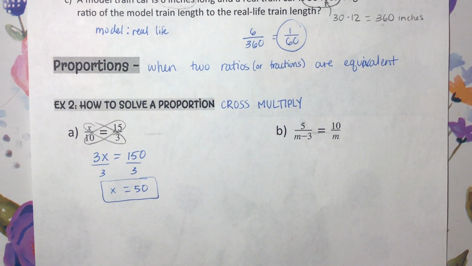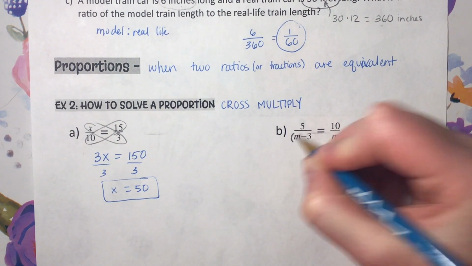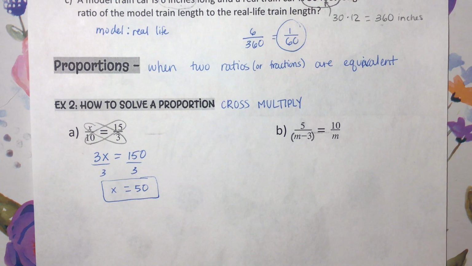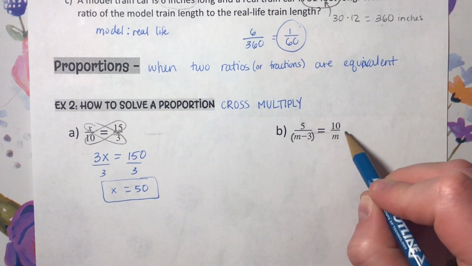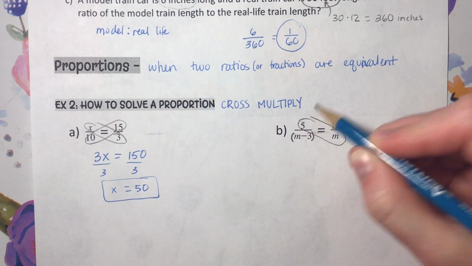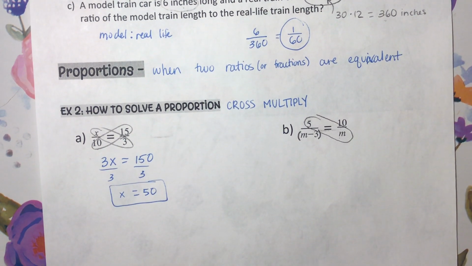I have 5 over m minus 3 is equal to 10 over m. The most important part is to not let the fact that you have multiple variables throw you off, and go ahead and put parentheses around that m minus 3. Something that you learned way back in one of the first sections of Algebra 1 and pre-algebra likely is that when you have a fraction bar, it works as a grouping symbol. So I just want to keep this m minus 3 together. So I'm going to cross multiply because I have two fractions equal to each other.